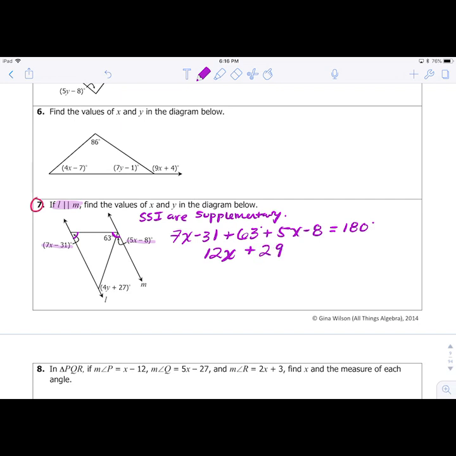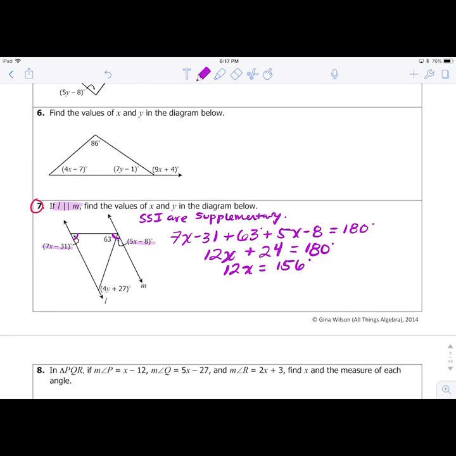Let me just make sure I did my math correctly. Yeah, see, I didn't. I did not. Okay. 63 minus 31 minus 8. It's supposed to be 24. My apologies, guys. 12x equals 180 minus 24. That's 156. Divide 12 on both sides. Fingers crossed. Yeah, we got a nice number, 13. Okay.